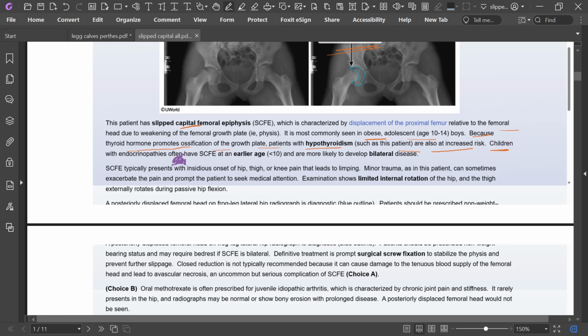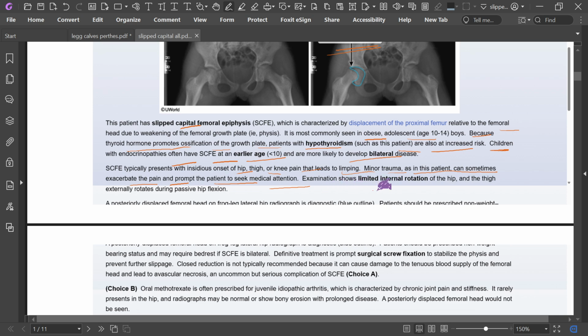Children with endocrinopathies often slip capital femoral epiphysis at an early age, less than 10, and are more likely to develop bilateral disease. Slipped capital femoral epiphysis presents with insidious onset of hip, thigh, knee pain, leading to limping. Minor trauma, as in this patient, can sometimes exacerbate the pain and prompt the patient to seek medical attention.